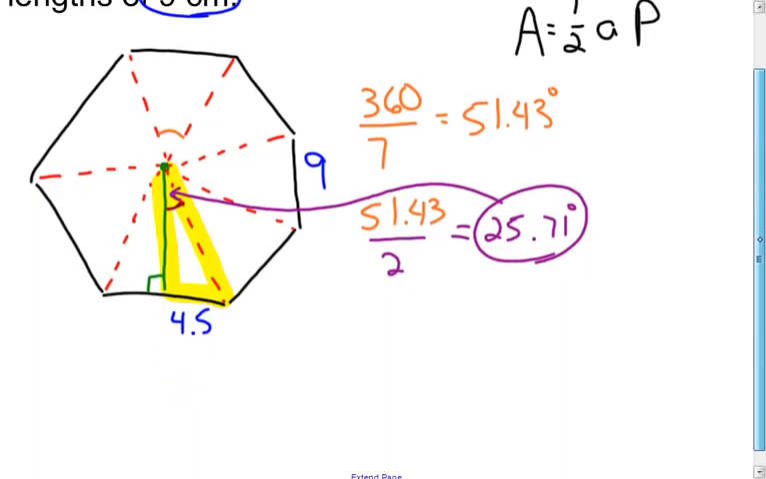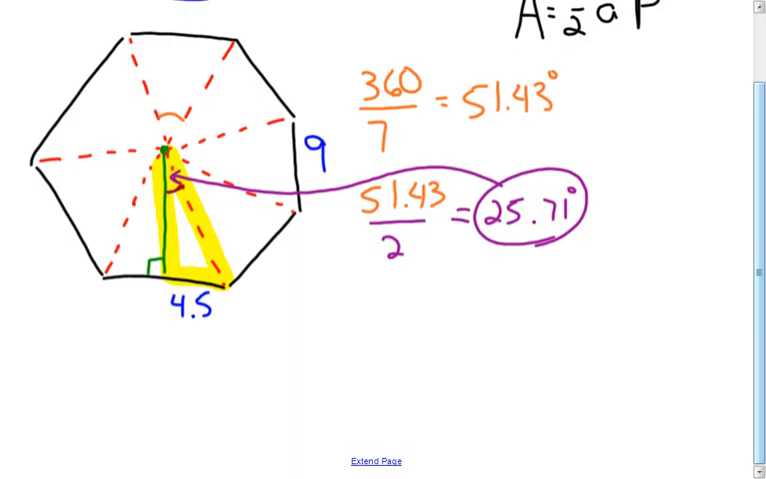And now, like I said earlier, I can use trig to find the length of my apothem, that green piece. Because I look at this and I go, from my angle, the 25.71 degree angle, I know the opposite side, and I'm looking for the adjacent side. Well, that tells me I need tangent. So I'm going to use tangent of my 25.71 degree angle. The tangent is opposite, which is 4.5, over the adjacent side. I'm going to call it A for the apothem. That's what I need to calculate to get the area of my regular polygon.